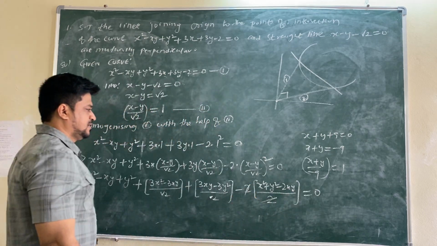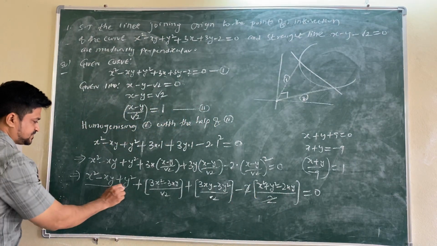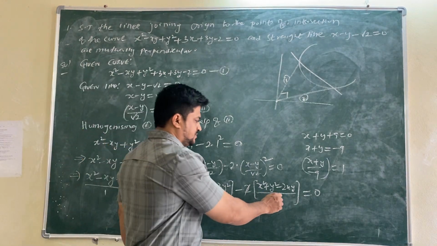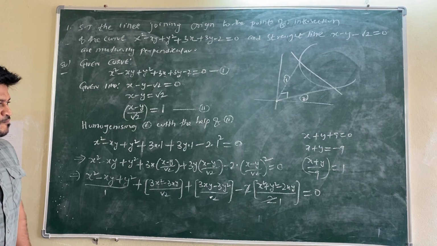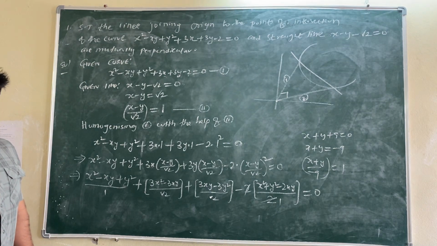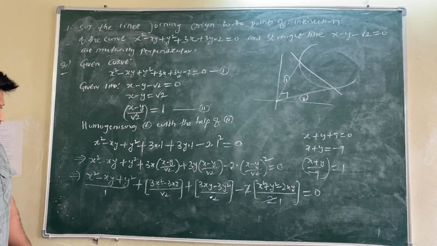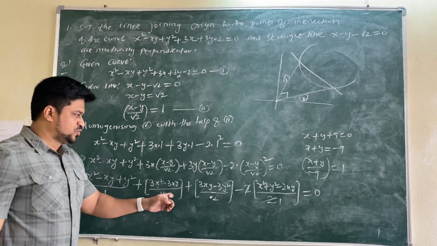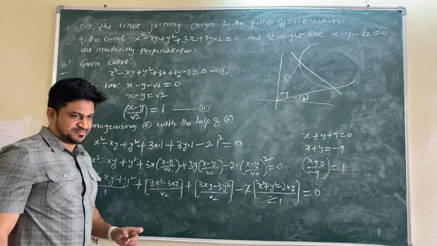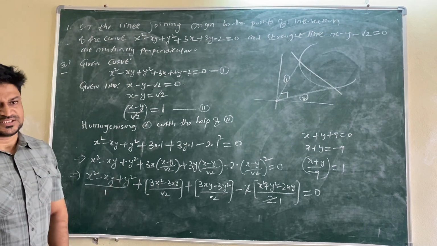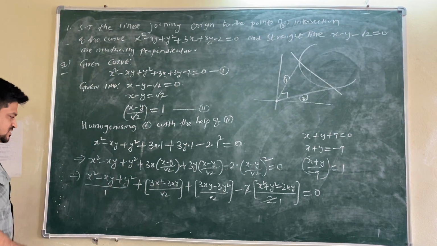Okay. Now we have minus 2xy, expansion. Now 1, root 2, root 2. We have two methods from here. One, you can take LCM. Other thing, without doing LCM. So without taking LCM, we will do this.